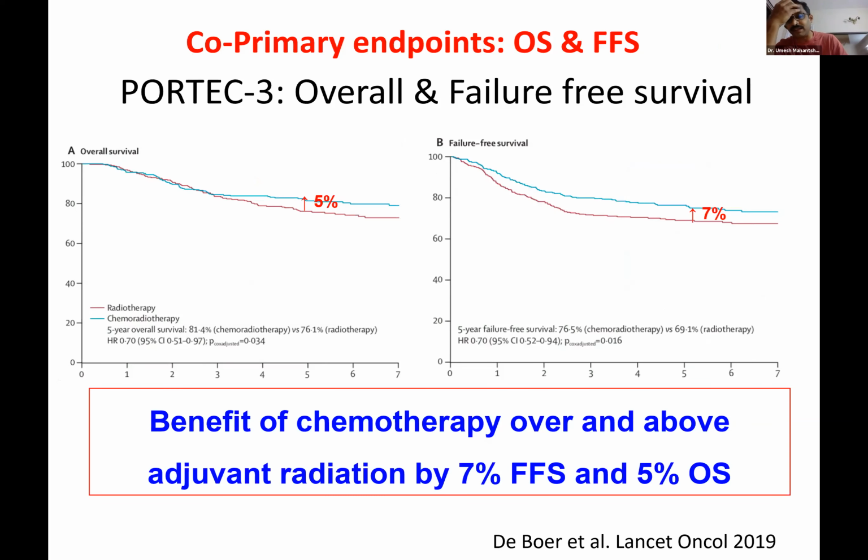These are the Kaplan-Meier curves showing the co-primary endpoints of overall survival on the left and failure-free survival on the right. And what they showed was there was a significant improvement in both overall survival and failure-free survival to the tune of 5% and 7% respectively in favor of patients receiving concomitant chemo followed by adjuvant chemotherapy with a p-value which was adjusted was 0.03 for overall survival and 0.016 for failure-free survival.